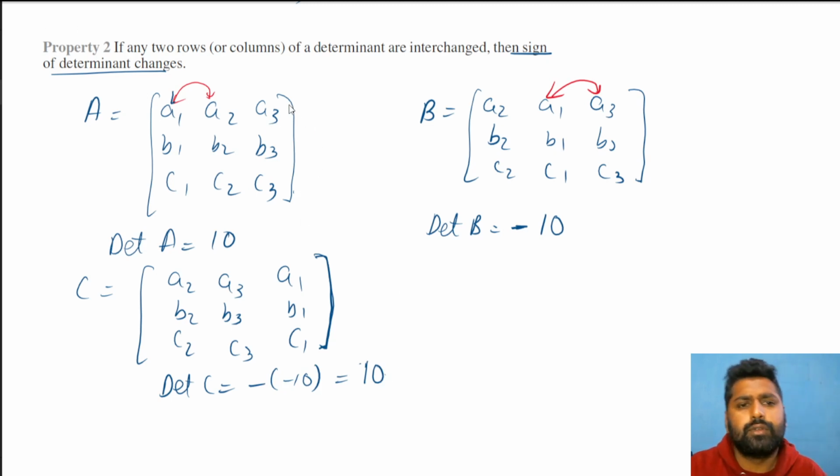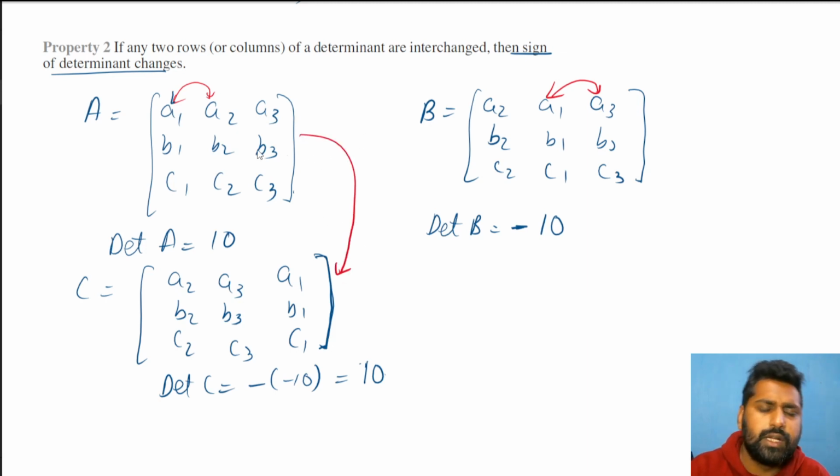Or suppose you directly did some sort of transformation. First of all, A1 is getting to the last, but A3 is not in the first column, it's in the second. That means in order to transform matrix A to matrix C, I have to do two interchanges: first column 1 with column 2, then column 2 with column 3. So two changes are there.